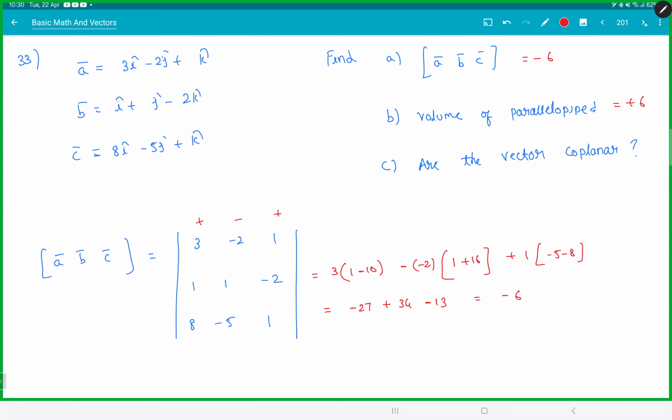Volume is plus 6. Are the vectors coplanar? No, because it is not 0. For coplanar vectors, the box product has to be 0. So once you get that ABC, you'll get all the answers. Is this clear, everyone? That's it. Vector box product, right? We really don't have more models than that. So if you see, there are three main things: the dot product, the cross product, and this thing, the box product.